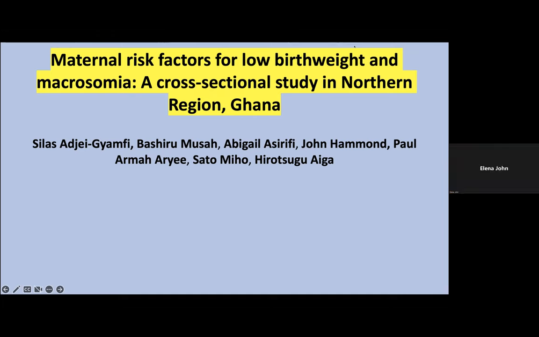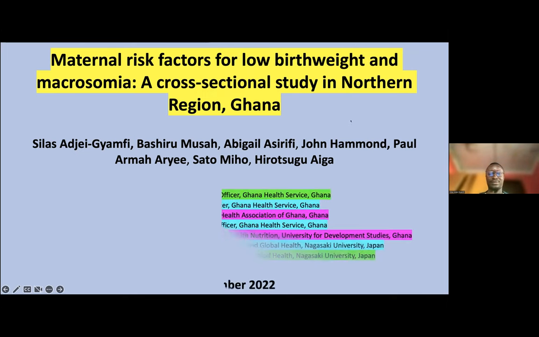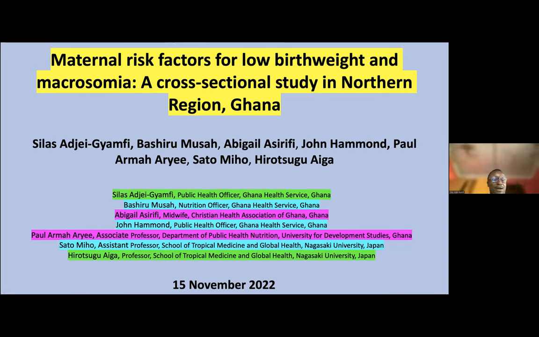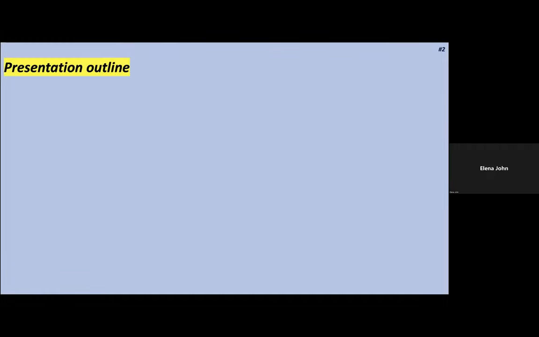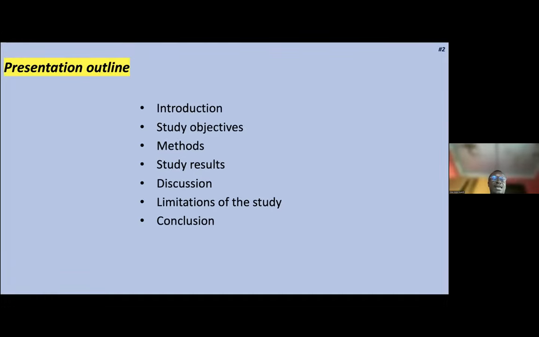This was my master's thesis I had during my master's course in Japan. This research was done and supervised by Professor Aiga, who is currently a lecturer in Japan, and also by Professor Miho, also a lecturer in Japan at Kasaki University at the School of Tropical Medicine in Cuba. This will be my presentation outline: introduction, study objectives, the methods, and then some discussion, and finally some conclusion.